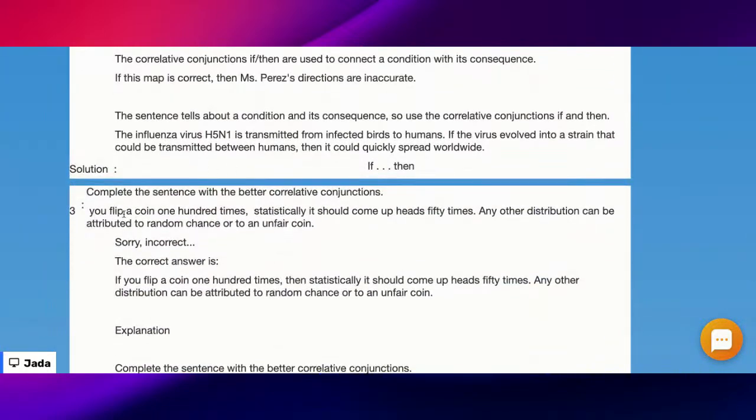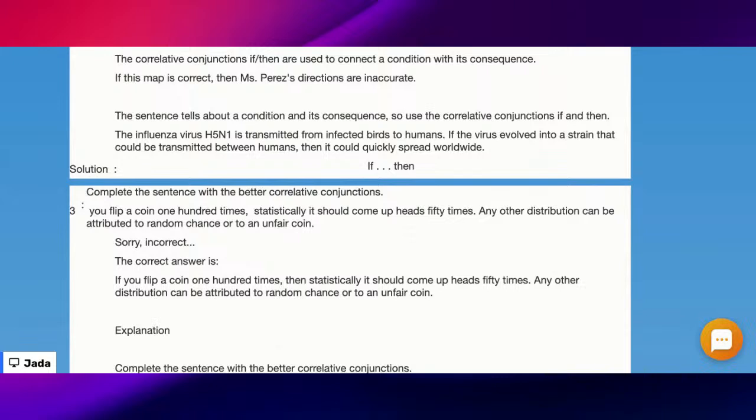If you flip a coin 100 times, statistically it should come up heads 50 times. Any other distribution can be attributed to random chance or to an unfair coin.